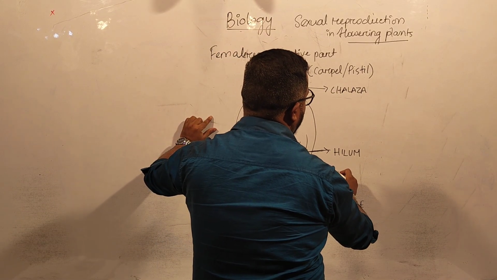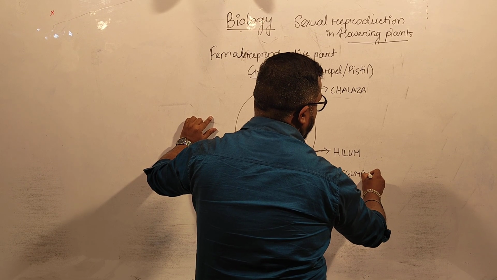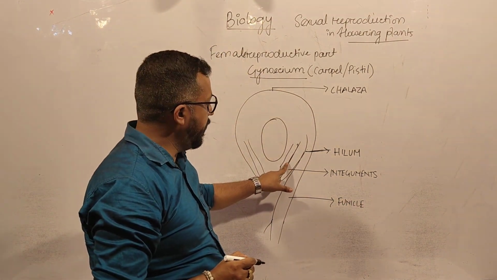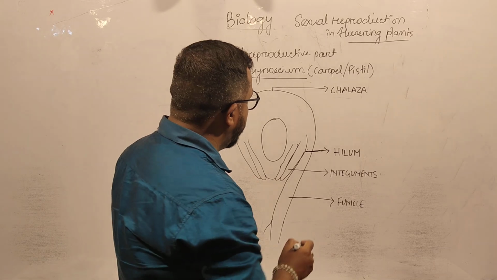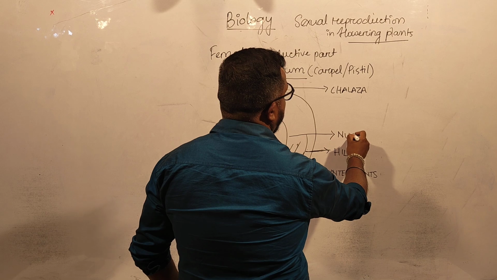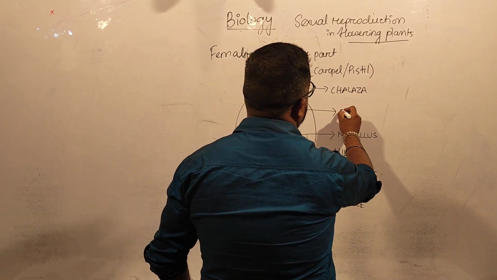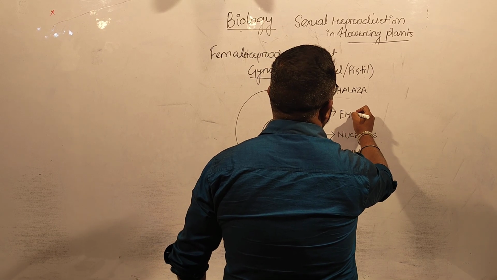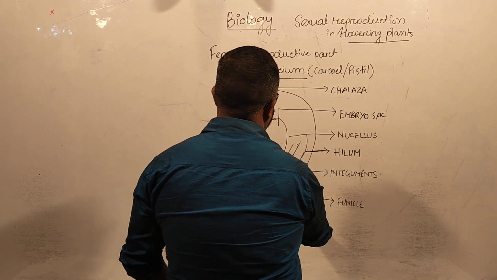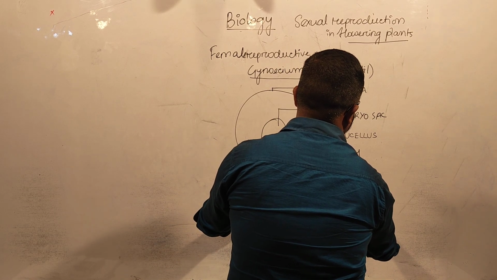These parts covering the ovule are called integuments. This is the outer integument. This is the inner integument. Inside the integuments there is a kind of tissue called nucellus, and this part is the embryo sac. This gap is called micropyle.